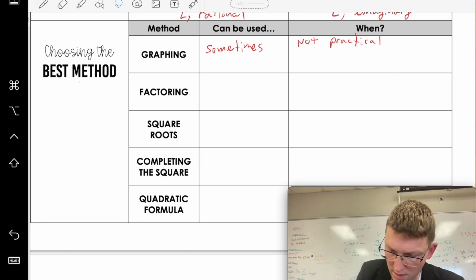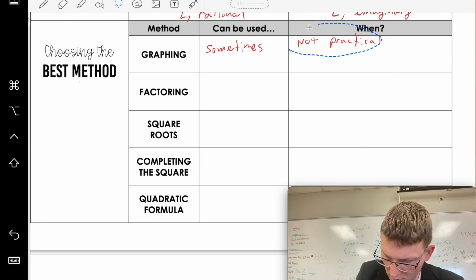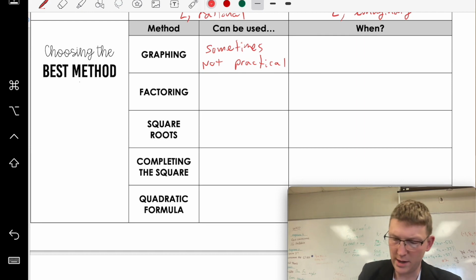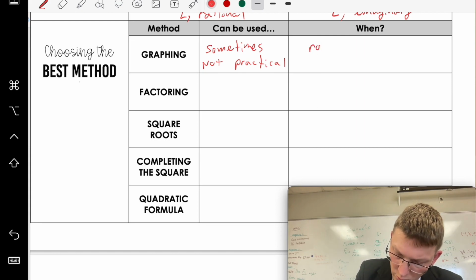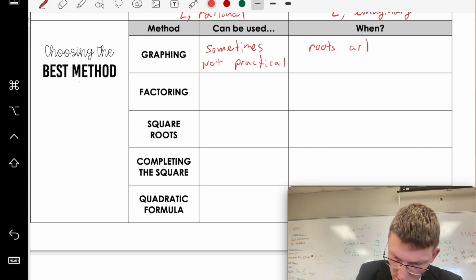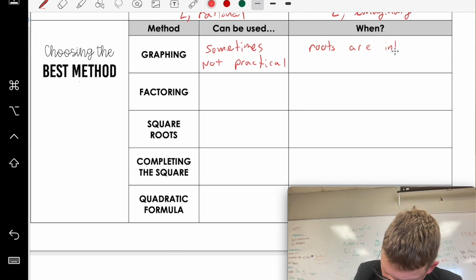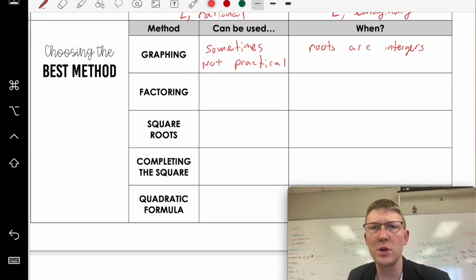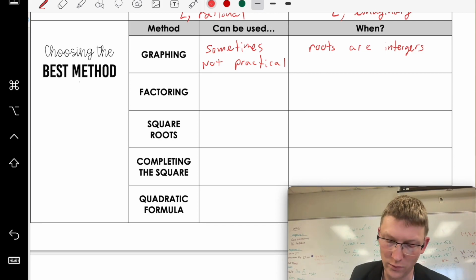Sometimes, but generally not practical. It still can be used when roots are integers. Graphing is generally used when you just kind of want to get a sense of what is going on. So especially in the real world when you want to see a trend, or in science if you have a trend line, things like that. That's when graphing is going to be useful.